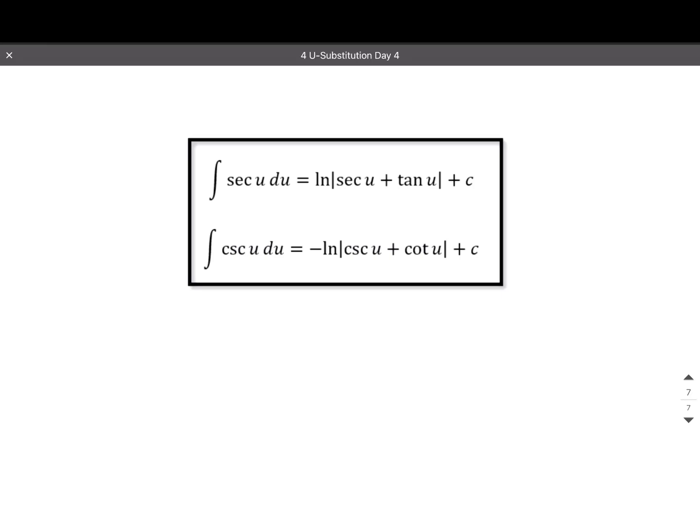And the integral of cosecant u du, very similarly, is the negation of the natural log of cosecant u plus cotan u plus c. All right, guys. So we've done a bunch of new antiderivatives with arc trig functions and then a couple of new ones.